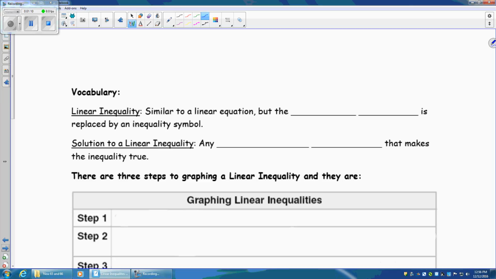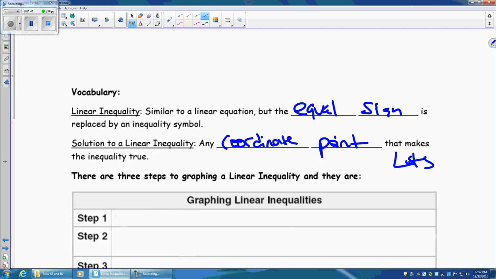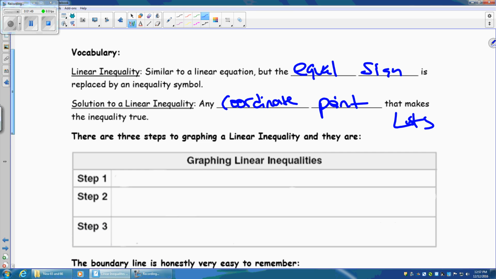The first vocab word is linear inequality. It's similar to a linear equation, but the equal sign is replaced, and a solution to a linear inequality is any coordinate point that makes the inequality true. And a big difference here is that there's going to be lots of them. There's going to be lots of solutions to an inequality, unlike an equation where there's just the line that's the solution.